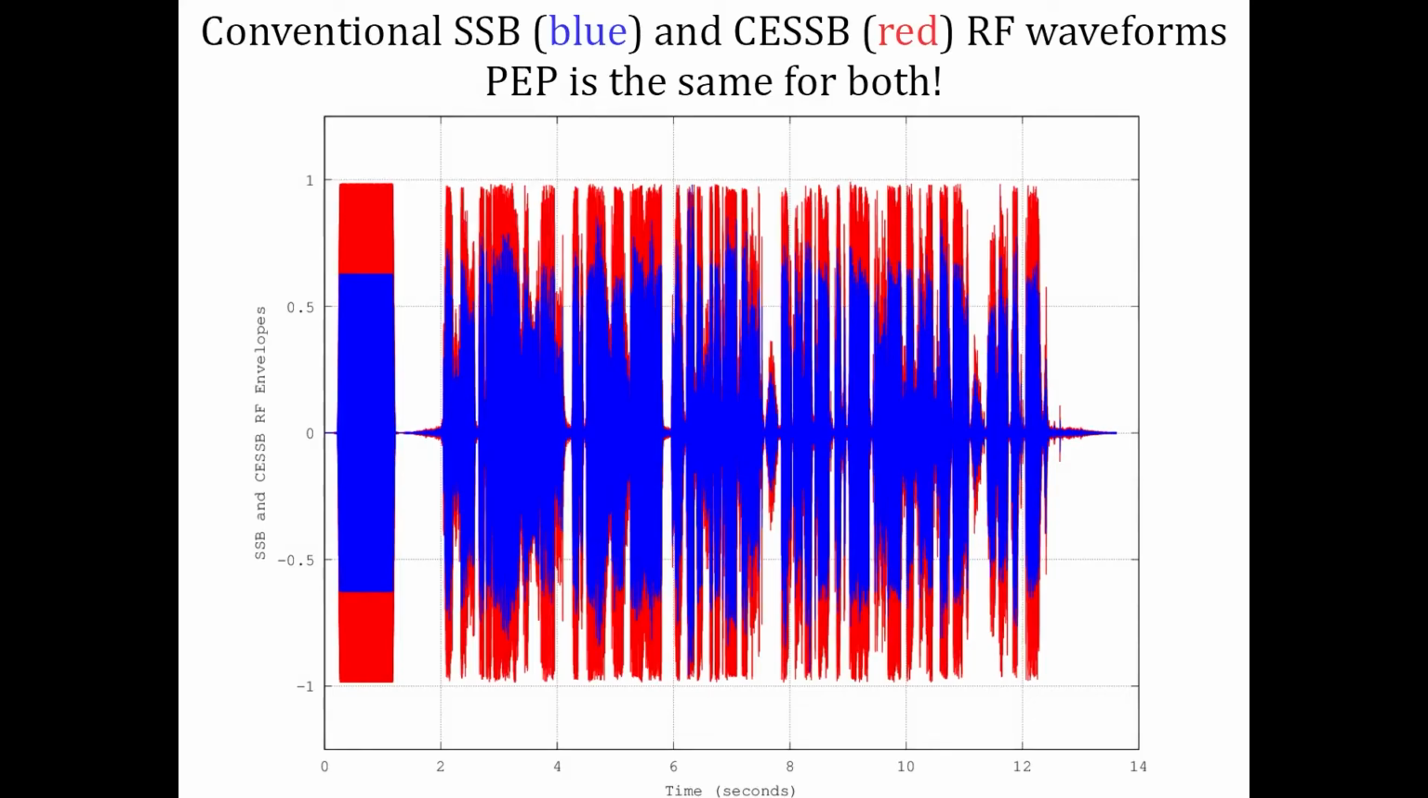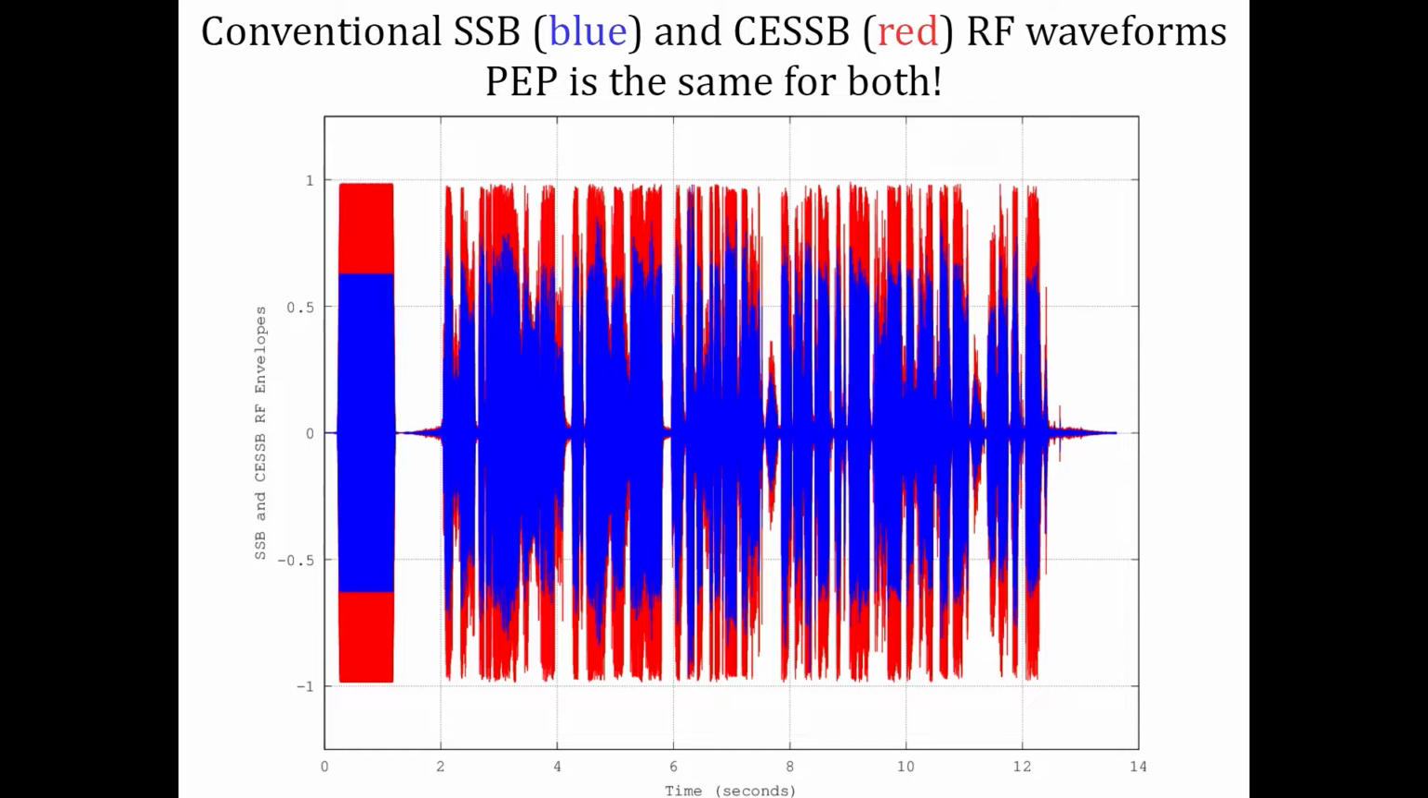Here's a quick look at conventional SSB versus CESSB. The audio input signal consists of a tone burst at a reference audio level. The tone burst is followed by accurately peak-limited speech, with the peaks never exceeding the amplitude of the tone.